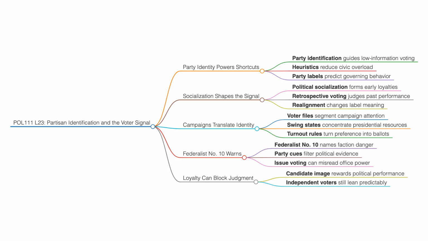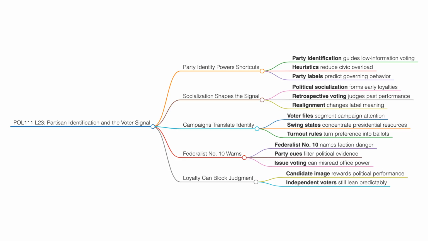Citizens need shortcuts because the system is too large to process without them. Citizens also need enough distance from the shortcut to ask whether the office can act, whether the evidence is current, and whether the label still predicts behavior. Federalist number 10 survives because it names the risk cleanly. Organized identity can help the republic function and still teach citizens to prefer faction comfort over judgment.